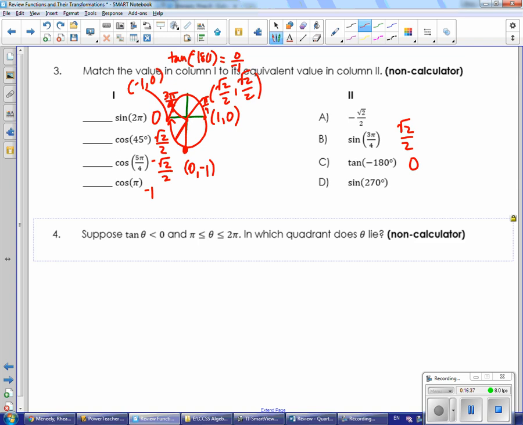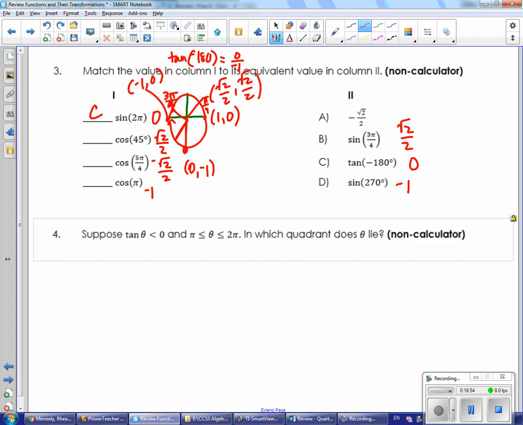And the sine of that, that's just the y value, is going to be -1. And so what I need to do to complete this problem is just to match. So in number 1, the sine of 2 pi is 0. That's going to correspond to letter C, the tangent of -180 degrees.